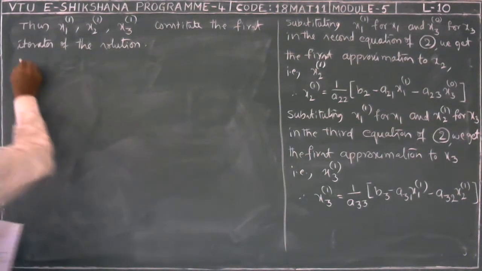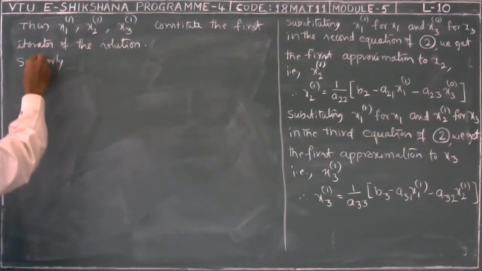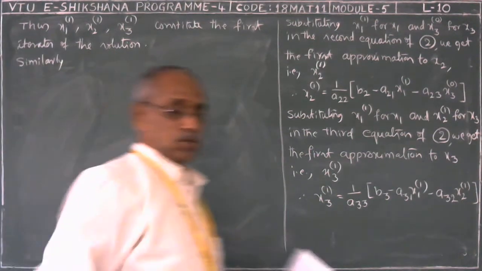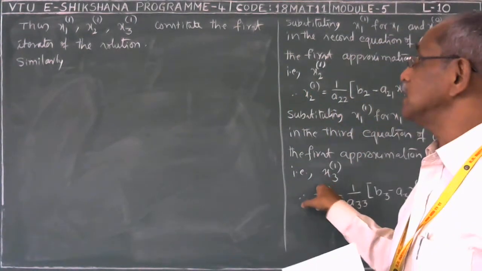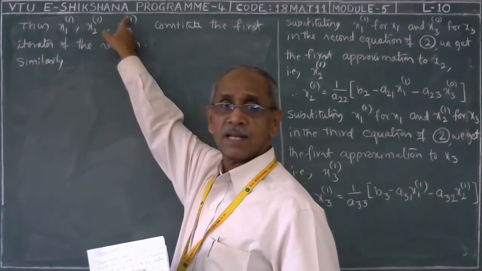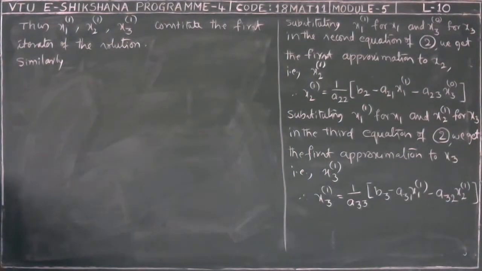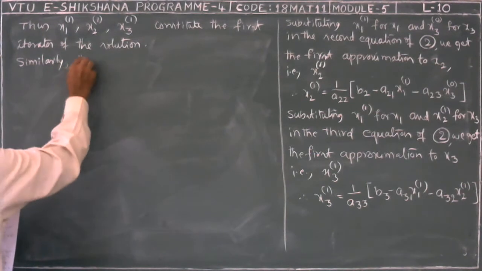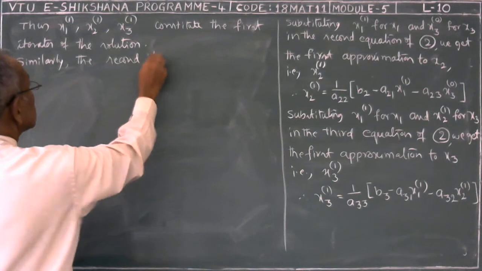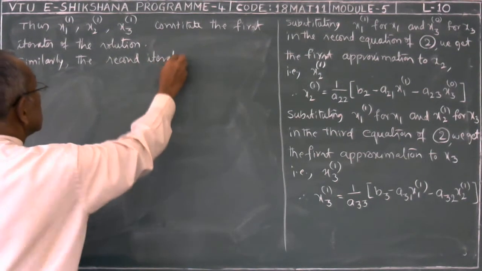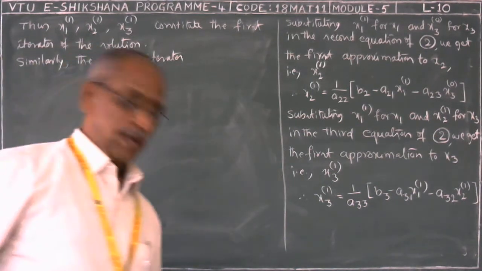Similarly, proceeding as explained to obtain the first approximates, treating these as the initial approximates to find the second iterates. The second iterates are the second approximation to the values x1, x2 and x3.